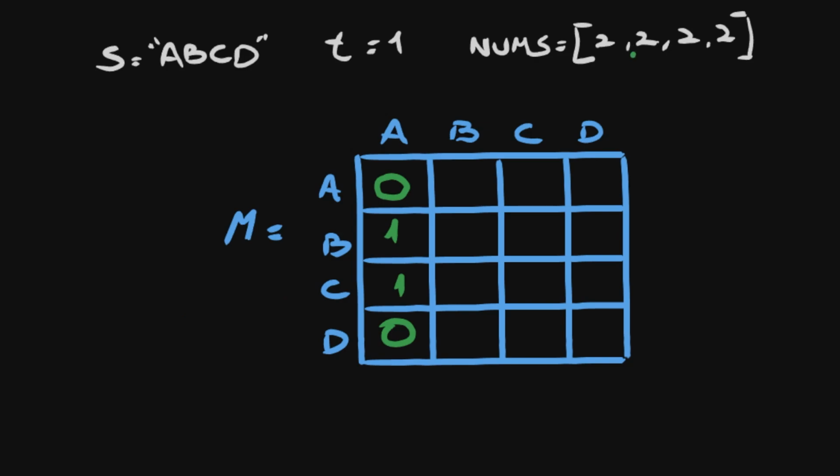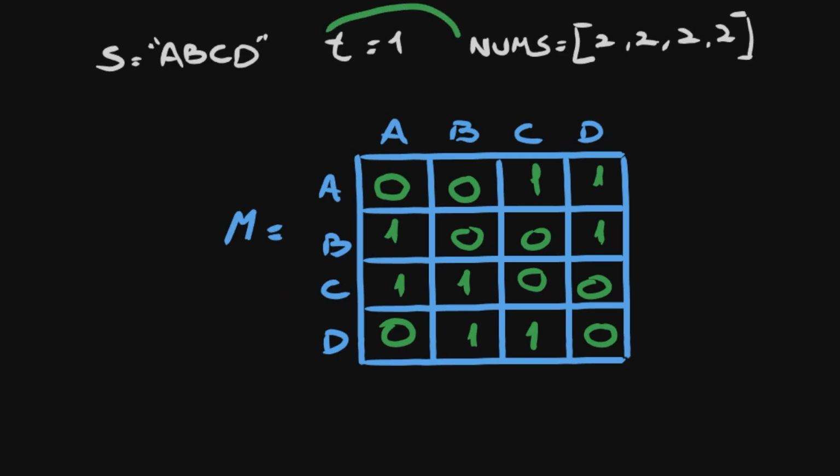Similarly, we know that nums at 1, meaning nums at B, is 2. This means that B will transform into C and D. This is 0, 0. C is also a 2, so this will transform into D and A. And this is 0 and 0. And D is also a 2. So this will transform into A and B, and this is 0 and 0. So remember T is 1 and this is the string. So this is the final matrix, and let's see how can we use this.